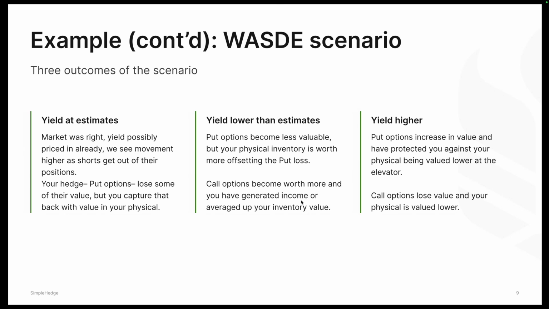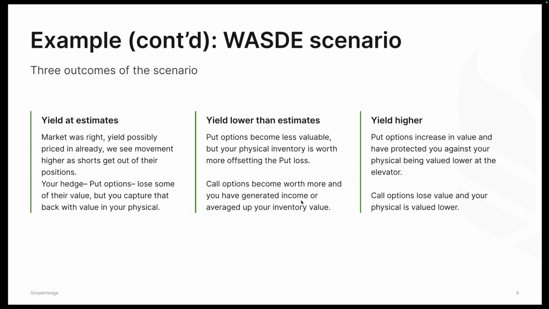Your hedge, your put options, they might lose some of their value, but your offset on that is the increase on the cash price, because now your inventory of corn is going to be valued higher because the futures are running higher. So you'll lose some value on your put options, but remember, you are at least with those put options protecting yourselves on the downside. So if the yield comes in lower than estimates, put options become less valuable, but your physical inventory is worth more. Yield is lower, it's a bullish report.